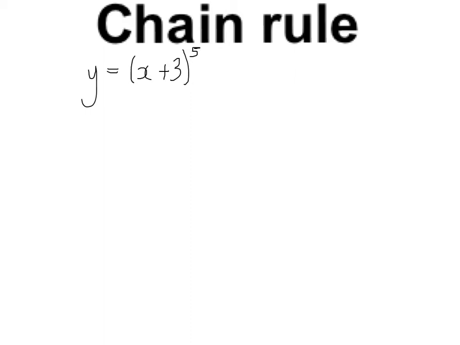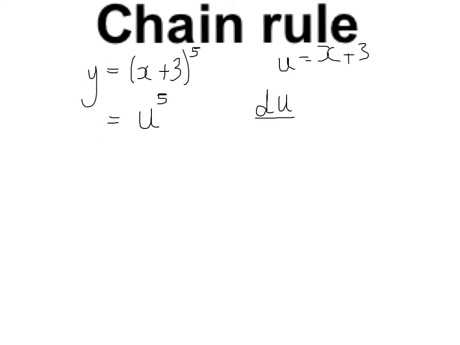What the chain rule does is use substitution. In this case, if we substituted u for x plus 3, then instead of x plus 3 to the 5, we've got u to the power of 5. Okay. Now let's try differentiating both these things.